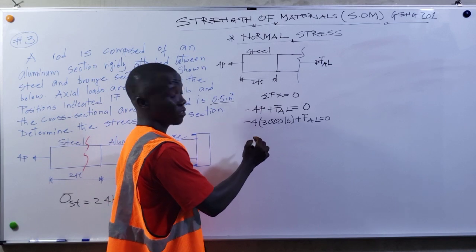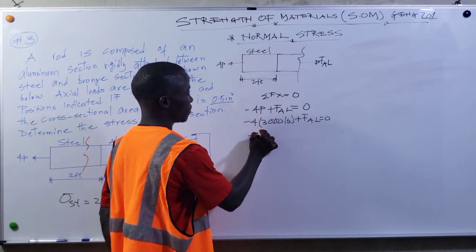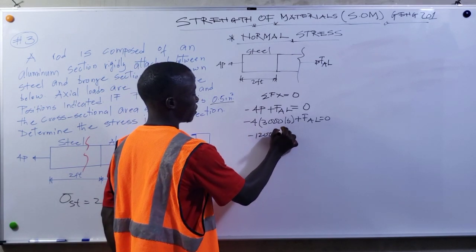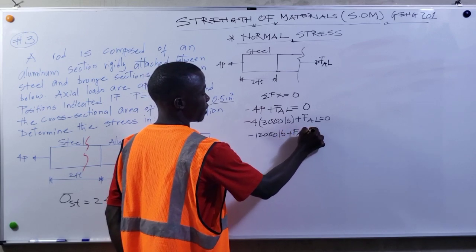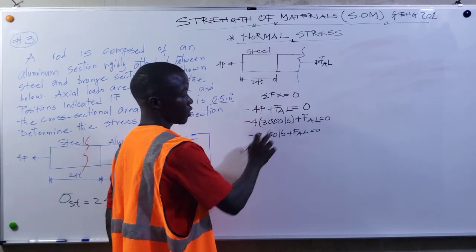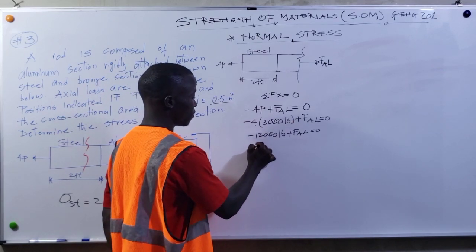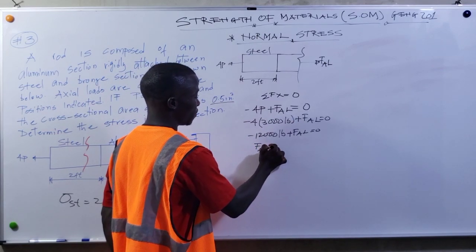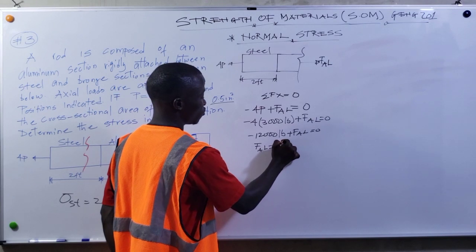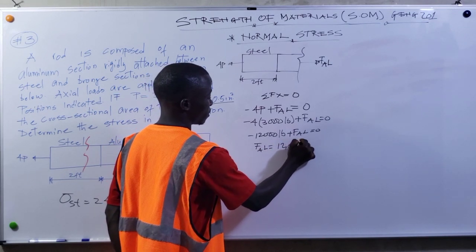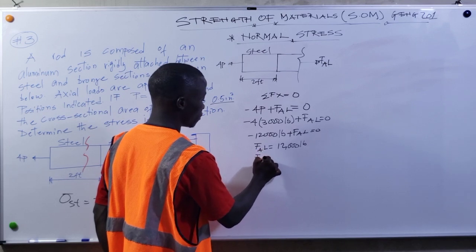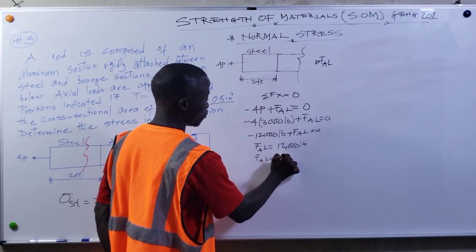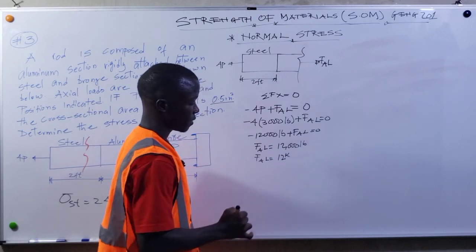Minus 4 times 3,000 equals minus 12,000 pounds, plus the force in the aluminum section equal to 0. So when we send it across, we get the force in the aluminum section to be 12,000 pounds, or force in the aluminum is equal to 12 K.